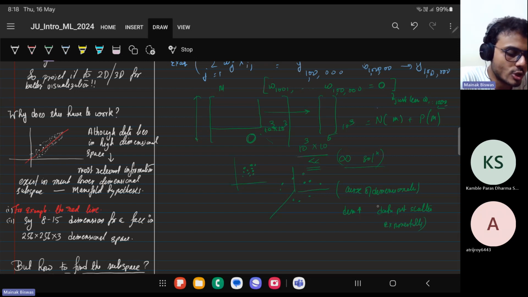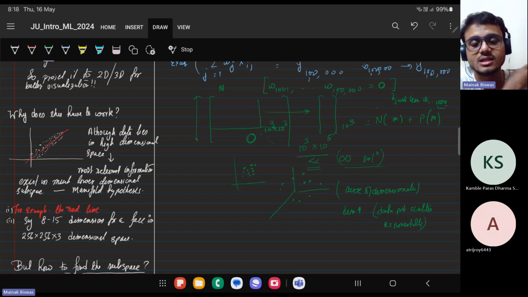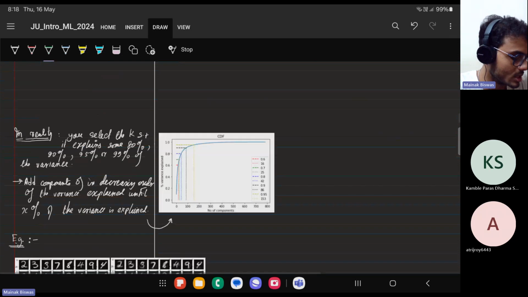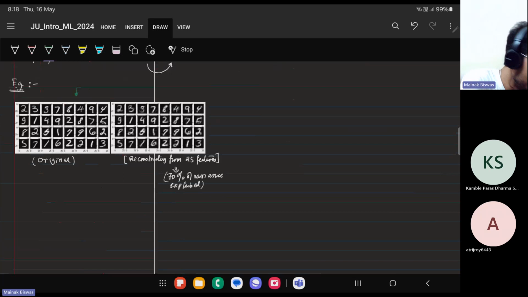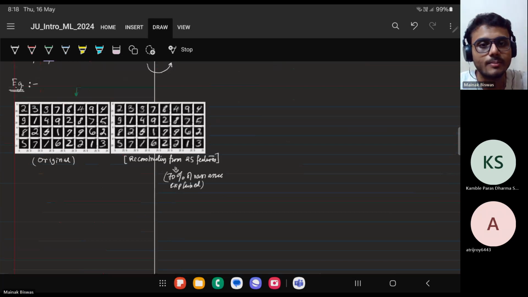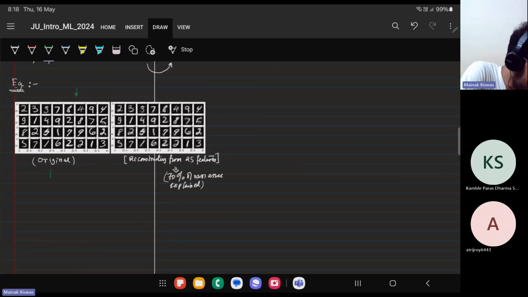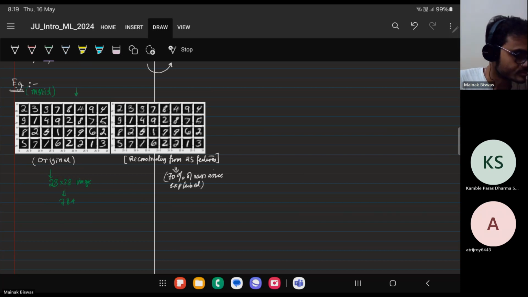So my question to you is, can I reduce the dimension of the data in such a way that I retain all the information? I'll give you one example first. On the left, these are handwritten digit pictures. They are 28 by 28 images, so they have 784 features, right? You will be using this extensively in your assignment. This is the MNIST dataset.